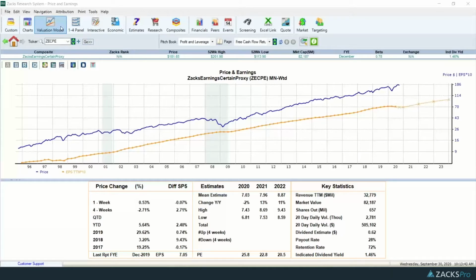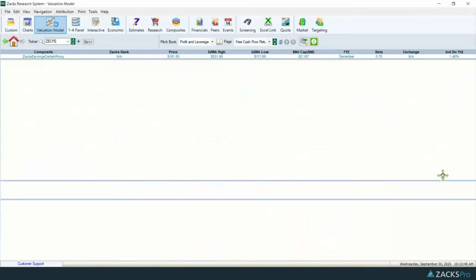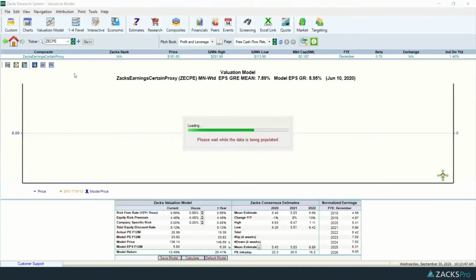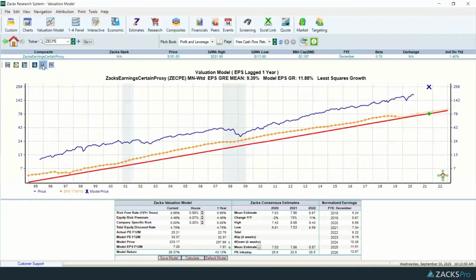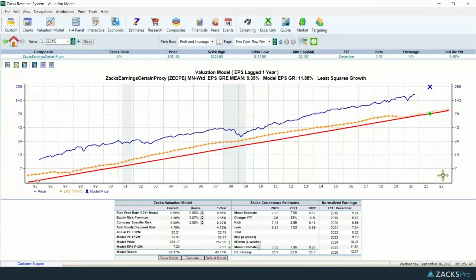Where I'm going with this is, if we turn on the valuation model just to get access to this least squares trend rate, you can see that since 1995, if we apply a least squares trend rate to the growth in underlying corporate earnings for the portfolio in aggregate, you can see that we are at 11.88% growth. So over the long term, this portfolio is going to grow at basically 11.88%.